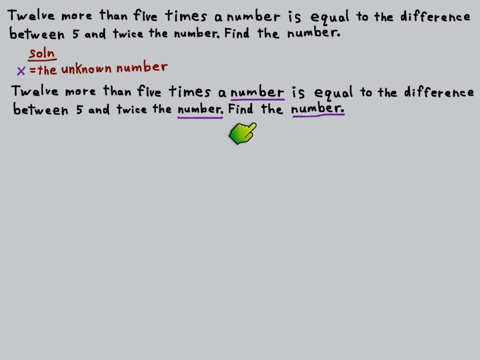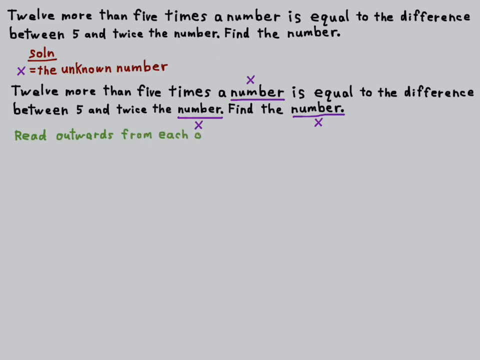So, 12 more than 5 times the number is equal to the difference between 5 and twice the number. So these numbers, this is this number here. That's why I underline them, right? So that's going to be x. These all refer to x. All 3 of them, okay? So I just wrote x by them, okay? But you wouldn't have to rewrite this sentence to do this, right?